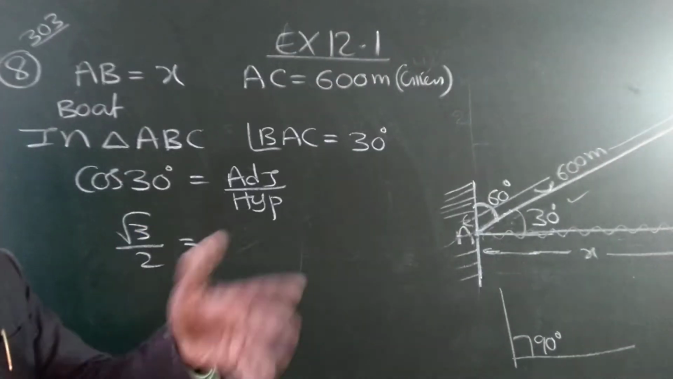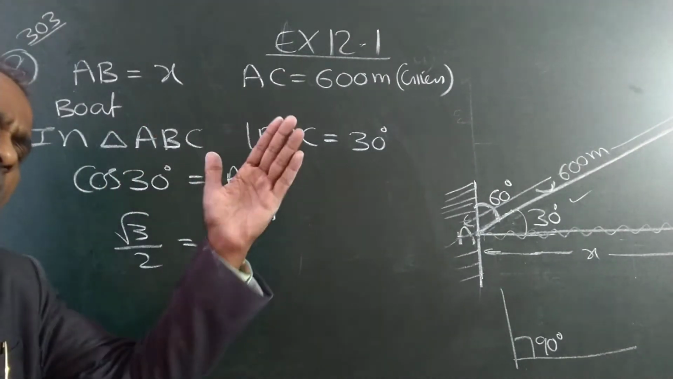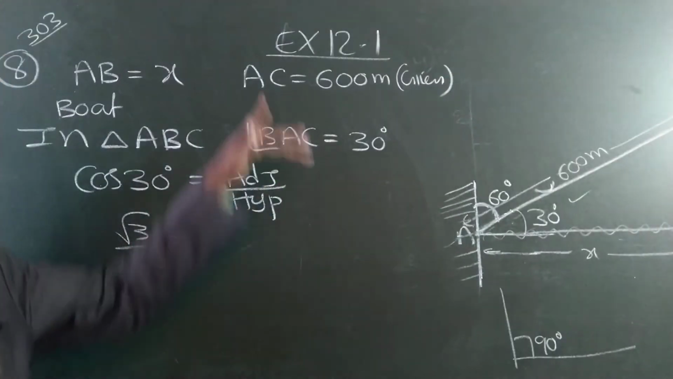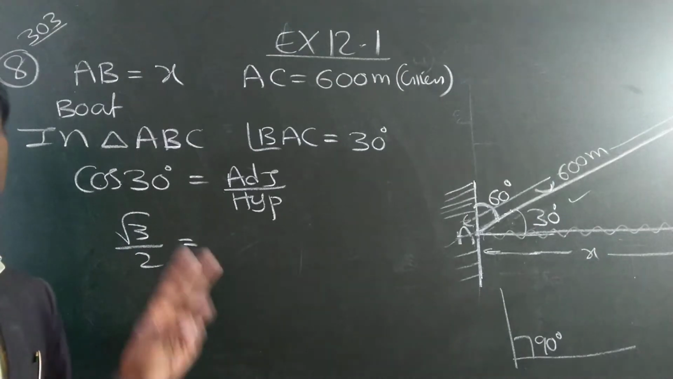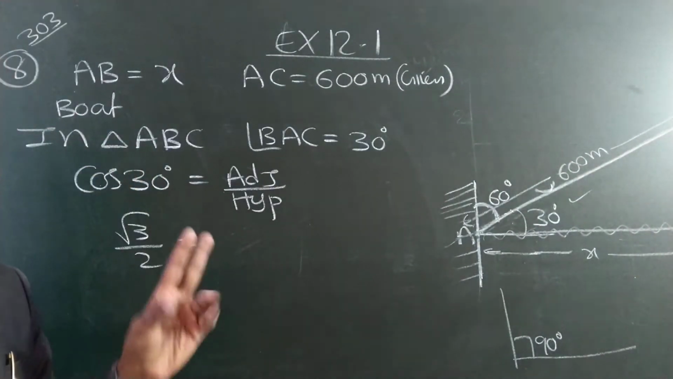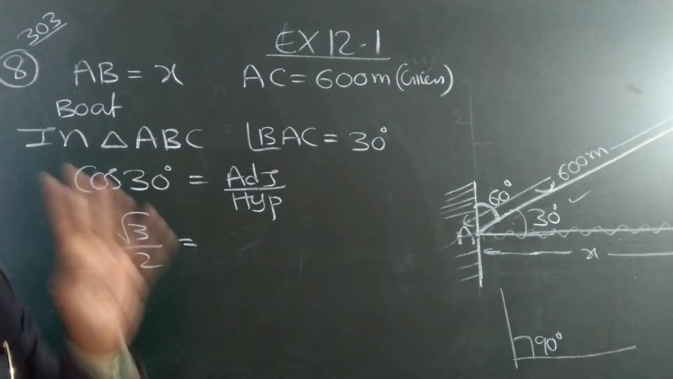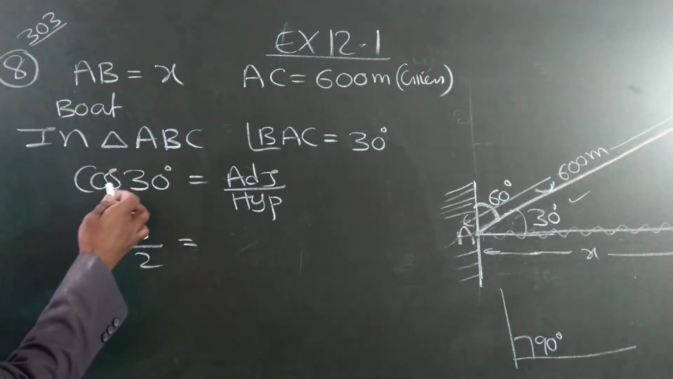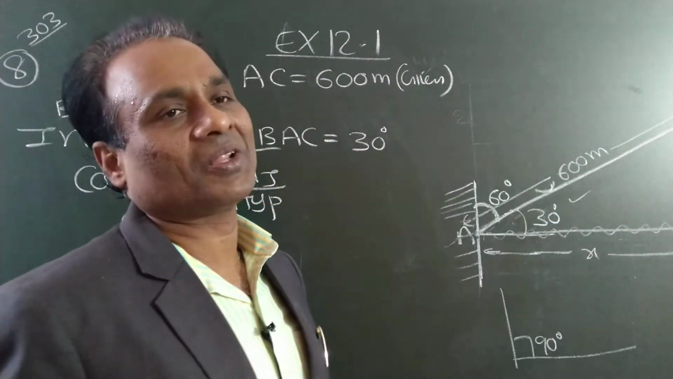I think you may already be perfect in this. You need not see the table because we completed the whole chapter before entering this chapter. So I think you might know all these values for 30 degrees, 45 degrees, 60 degrees. You should know the values for sine, tan, and cos. These three are enough. So cos 30 is equal to adjacent by hypotenuse.